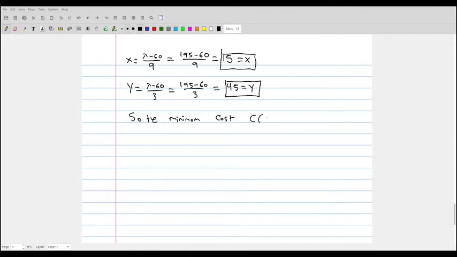so the minimum cost c of xy, subject to the production constraint x plus y equals 60, is x equals 15, y equals 45. So if we produce 15 units of x and 45 units of y, we minimize the cost while maintaining our production constraint of 60 units.